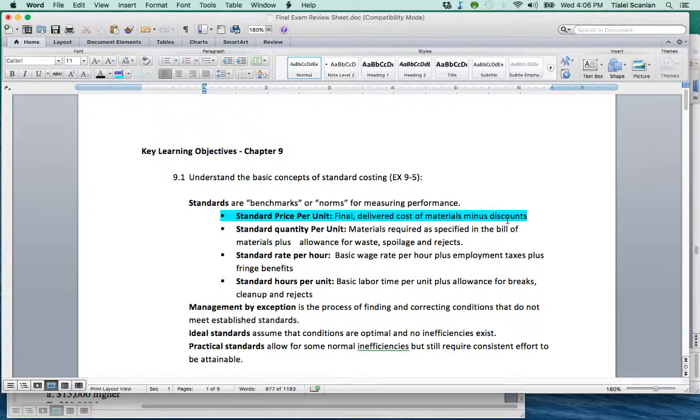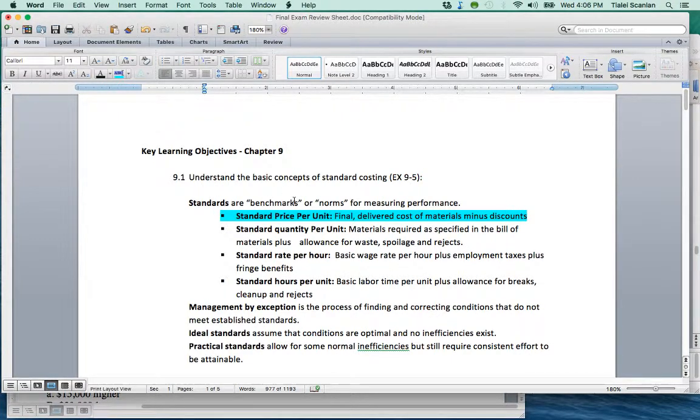So if it's $100 and you get a 5% discount, how would you calculate that discount? 5% would be $5. So you would use $95 as your cost of materials instead of the $100. And so you'd add the other shipping and receiving costs to the $95 to get a standard price.